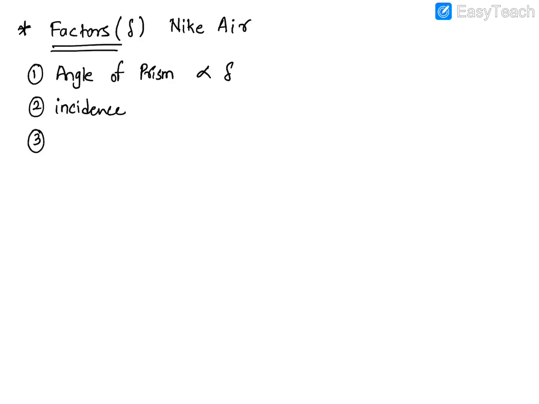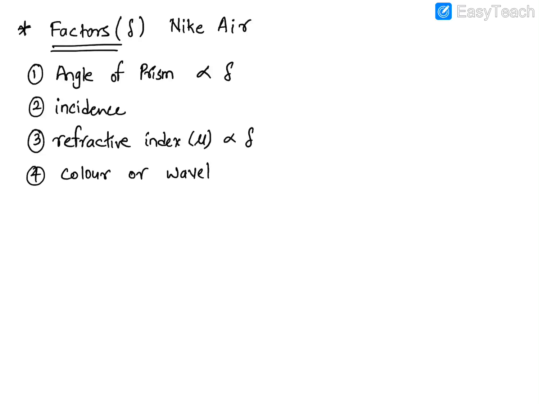Then the third one, it depends upon the refractive index of the material. What does it depend upon? Refractive index of the material. That is mu. So this is also directly proportional. More the refractive index, more is the angle of deviation. Okay, now in the textbook actually they have given one more point, that is the color or the wavelength of light also. So actually if you realize, the fourth factor is already included in the third one, because the color or the wavelength will basically have different refractive index. As the color changes or the wavelength changes, refractive index will also change.